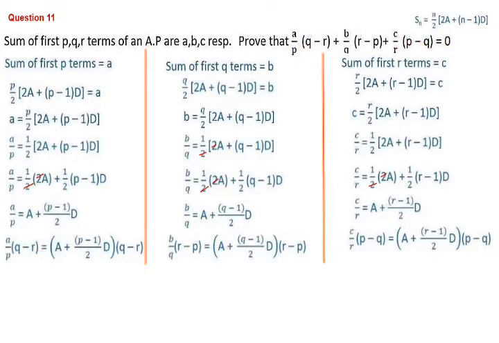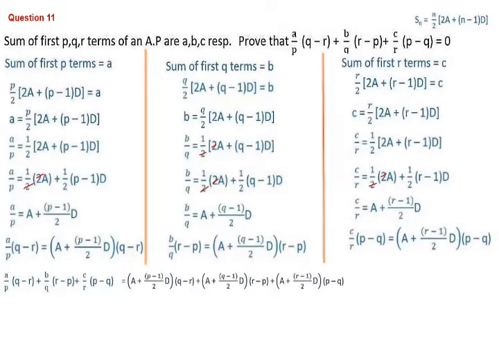Then we need the sum of all these terms. So we have all calculated and kept here. We need to add, that's all. So A by P into Q minus R plus B by Q into R minus P plus C by R into P minus Q is equal to, right hand side we can add this one plus this one plus this one. So A plus P minus 1 by 2 into D into Q minus R, then plus A plus Q minus 1 into D by 2 into R minus P, plus A plus R minus 1 into D by 2 into P minus Q. Carefully you have to write.